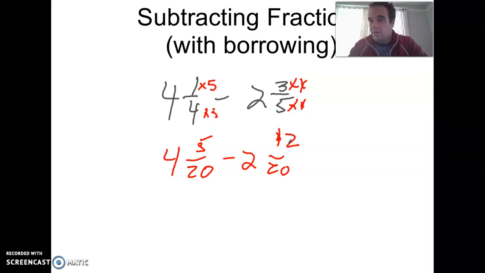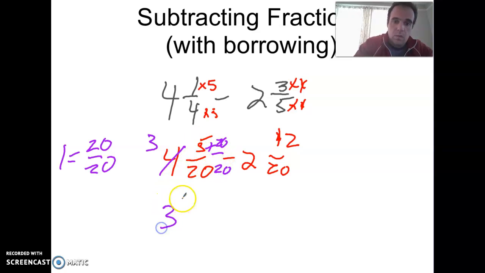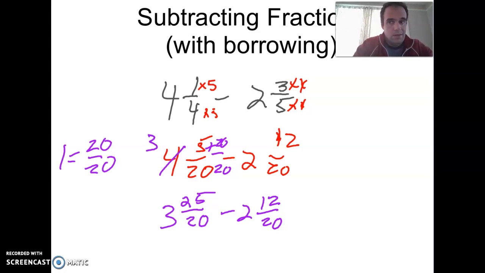It makes 12. Again, we don't have nearly enough in that numerator 5 to give to 12. So we borrow. Make it a 3. 1 whole here is 20 over 20. So I'm going to add 20 20ths to my fractional part, which makes 3 and 25 20ths minus 2 and 12 20ths. Same deal. Now we're off to the races. 25 20ths minus 12 20ths will give me 13 20ths. Whole number, 3 minus 2 is 1.